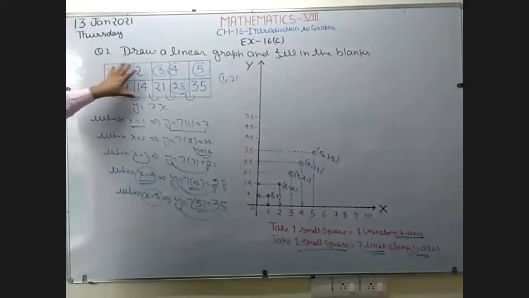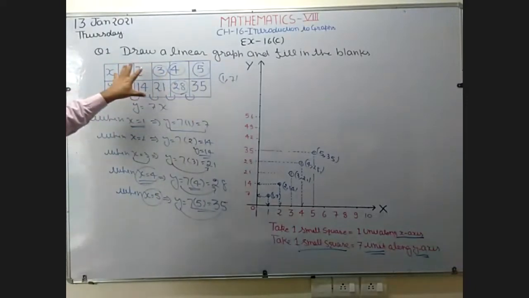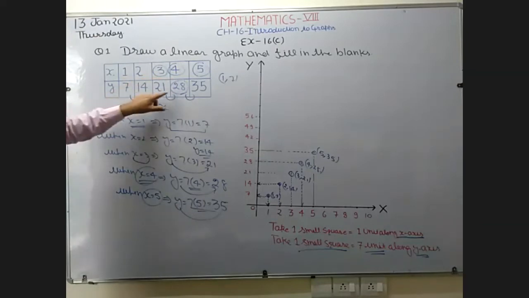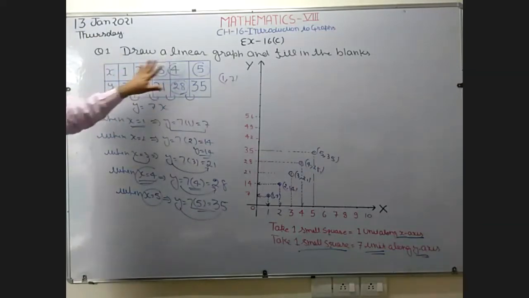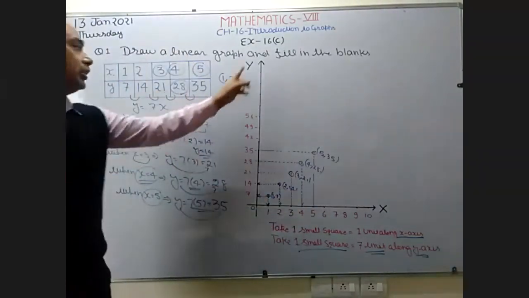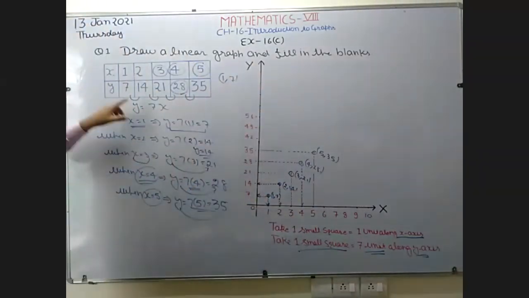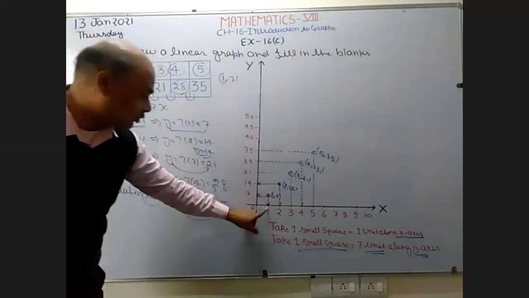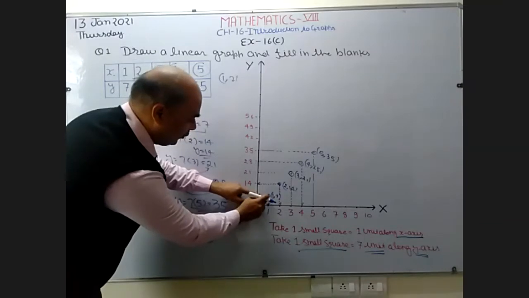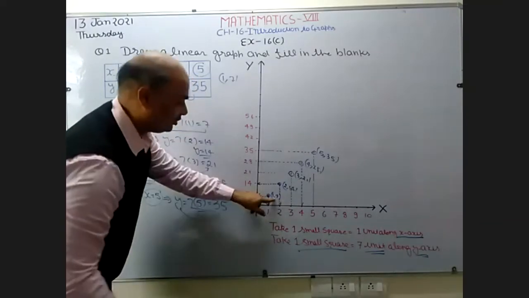This table is there. You are going to draw the graph of this table. So this is the x-axis and this is your y-axis. These points I am going to plot along the x-axis. These I am going to plot along the y-axis. Clear? Now the value of x is 1 and the value of y is 7. So this point is going to be represented by 1 and 7.